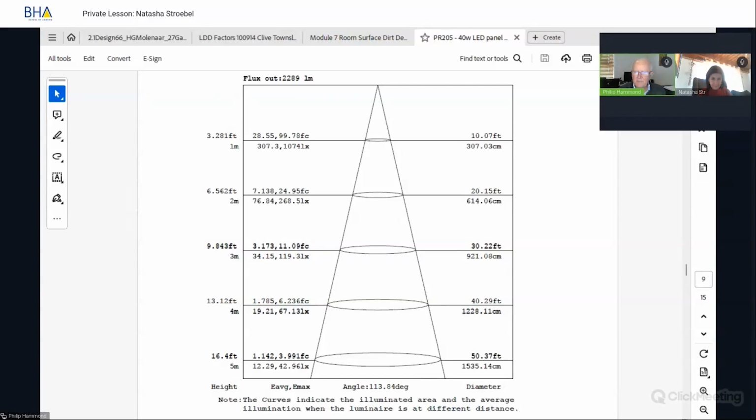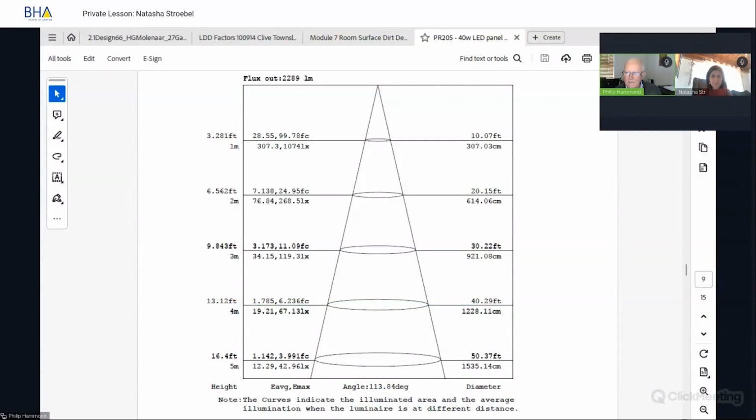Now you've got certain figures on this cone diagram. If you look at the figures above the line, they are imperial, in foot candles and feet. And the figures below the line are in lux and meters, or in this particular case, centimeters. So as you get further away, you'll get less lux and a bigger footprint. It'll light a bigger area.